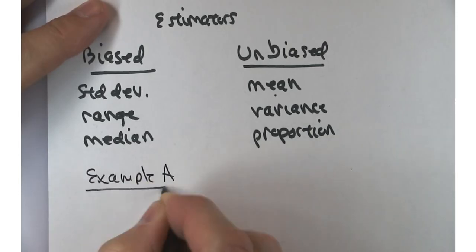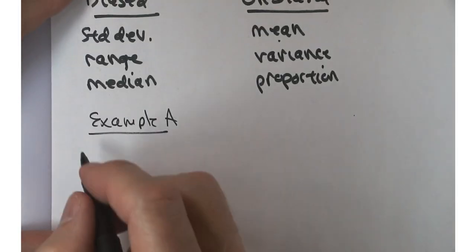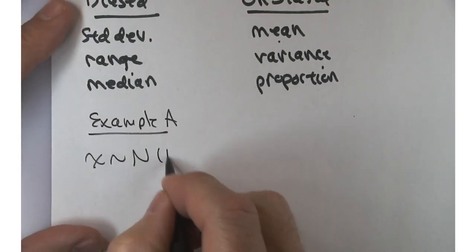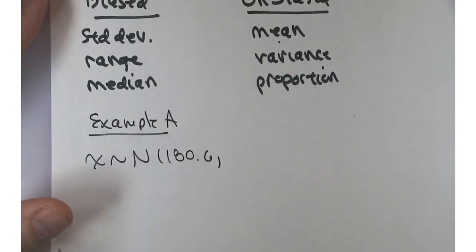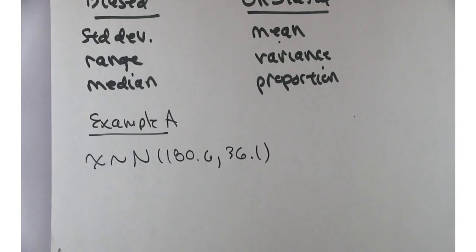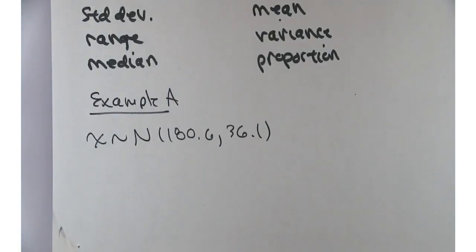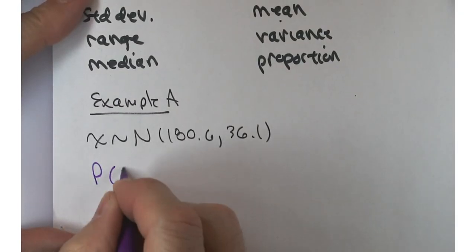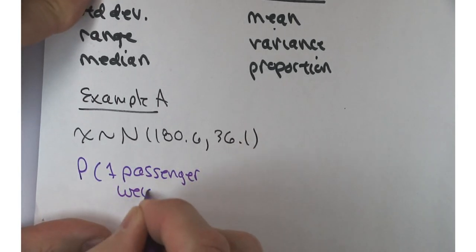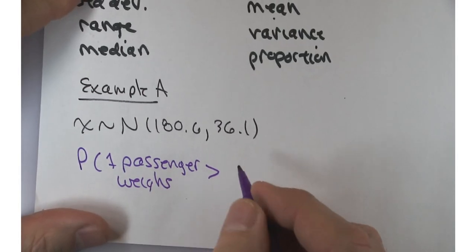A. So for the first part, x is going to be normally distributed with a mean of 180.6 and a standard deviation of 36.1. We're going to find the probability that one passenger has a weight greater than 132. So we'll start out with that. Find the probability that one passenger weighs more than 132 pounds.